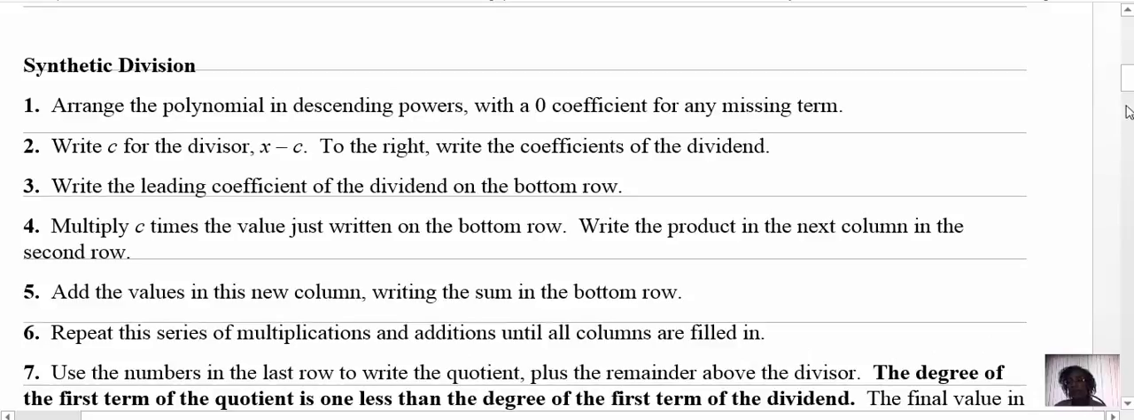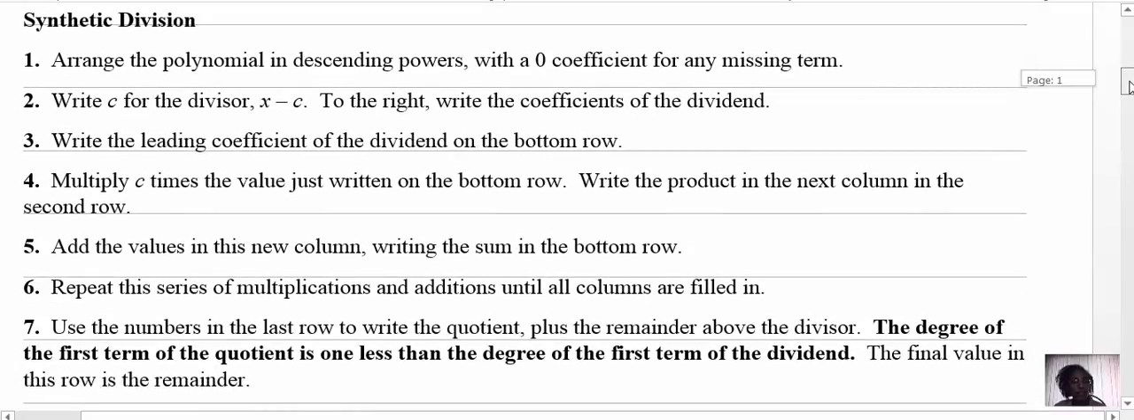Now, another process of division is called synthetic division. And you technically don't have to know how to do synthetic division. It's just a shortcut that is derived for a special type of long division problem. So in synthetic division, the polynomial you're dividing by has to have the form x minus a constant. If that polynomial does not have that form, then you cannot use synthetic division.